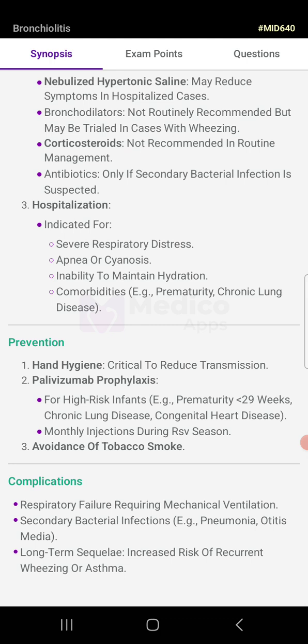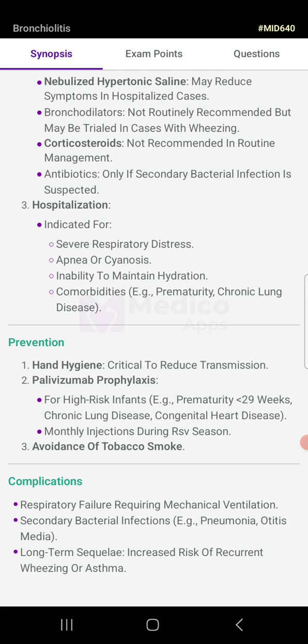Hospitalization indicated for severe respiratory distress, apnea or cyanosis, inability to maintain hydration, comorbidities like prematurity and chronic lung disease. Prevention, hand hygiene critical to reduce the transmission. Prophylaxis for high-risk infants, prematurity less than 29 weeks, chronic lung disease, congenital heart disease. Monthly injections during the RSV season, avoidance of tobacco smoke.